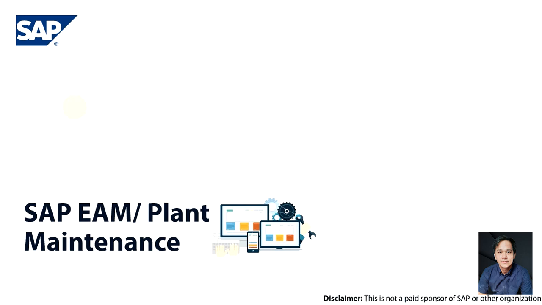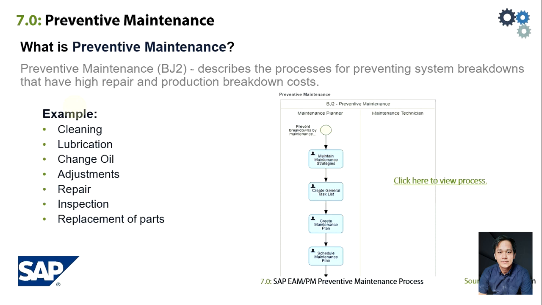For today's training, we will discuss the remaining topics of our Day 1, Business Process in Plant Maintenance, which are Preventive Maintenance and SAP EAM Integration with Other Modules. So the first topic is Preventive Maintenance.